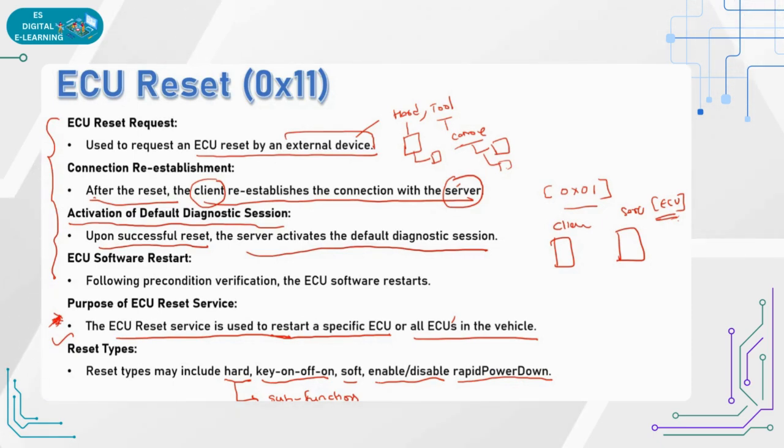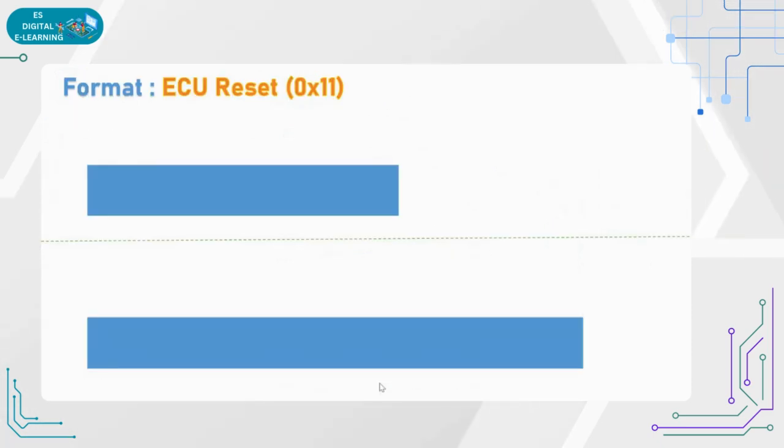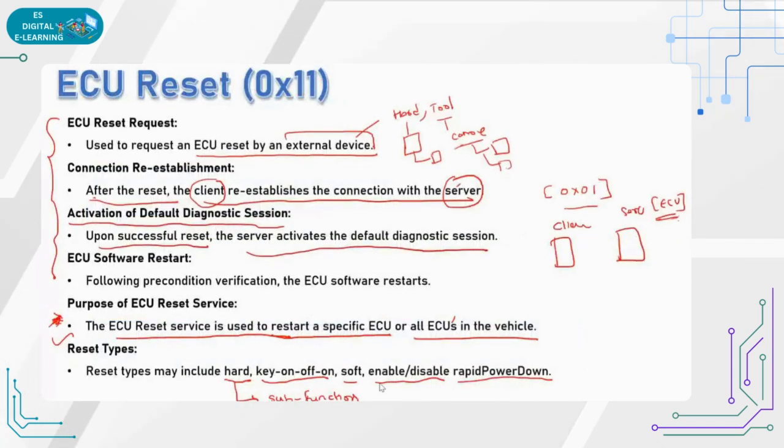Is it clear, right? So what is the format we'll follow? You can write down: reset type may include hard, key off on, soft, enable, disable, rapid power down. So these are sub functions. These are the reset types. In interviews for the ECU reset, they will ask you what the reset types are, and you can give this information.